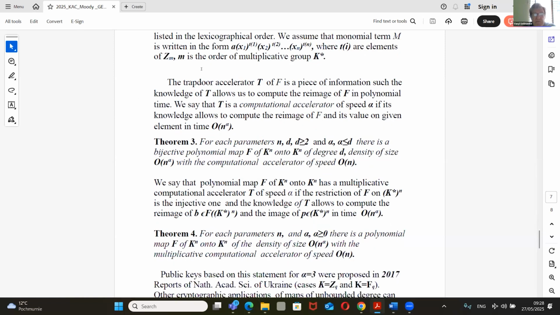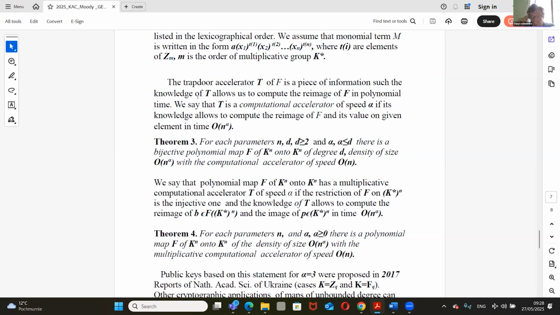So assume that we have a multivariate map F, which is bijective on K^n. Okay. Then the trapdoor accelerator T of F is a piece of information such that knowledge of T allows us to compute the reimage of F in polynomial time. We say that T is a computational accelerator of speed alpha if its knowledge allows us to compute the reimage of F at given elements in time O(n^alpha).